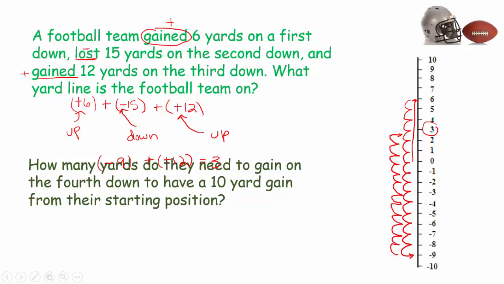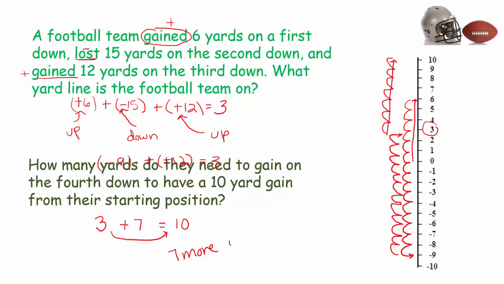Let's take a look at another part. How many yards do they need to gain on the 4th down to have a 10-yard gain from their starting position? Okay, well, we know on the first example we just said they've gained 3 yards. They want to end up having gained 10 yards, so how many more yards do I have to gain to get up to 10? Well, if you need the number line, start at 3 and get up to 10. How many places? 1, 2, 3, 4, 5, 6, 7. You know 3 plus 7 is 10, so they must gain 7 more yards.